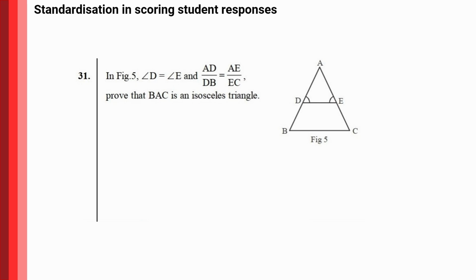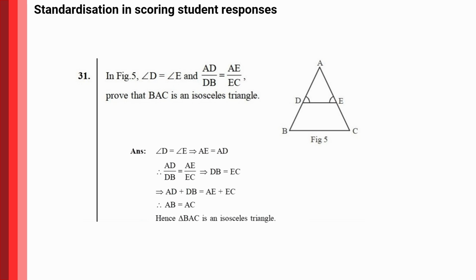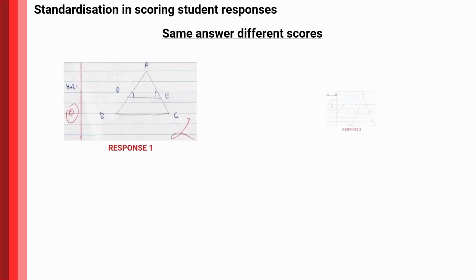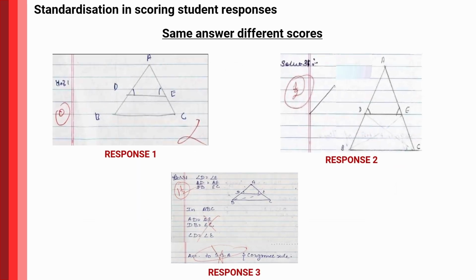This question asks for a proof using certain properties of triangles that apply when they are similar. These are the steps involved to arrive at a solution, and this is how marks are awarded for the steps to arrive at the solution. Now let's look at some examples of how the student responses to the same question and how scorers have awarded marks for those responses. Here are three student responses that are essentially the same, yet they received different scores.